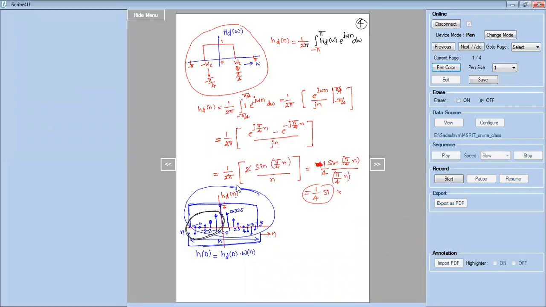I am circling something. Sir, anti-causal. Yes, very good. See here, my hd of n is anti-causal also. It has some non-zero magnitude of hd of n for negative values of n. That means it is not practically realizable. I cannot realize such a filter which is anti-causal. Yes or no?